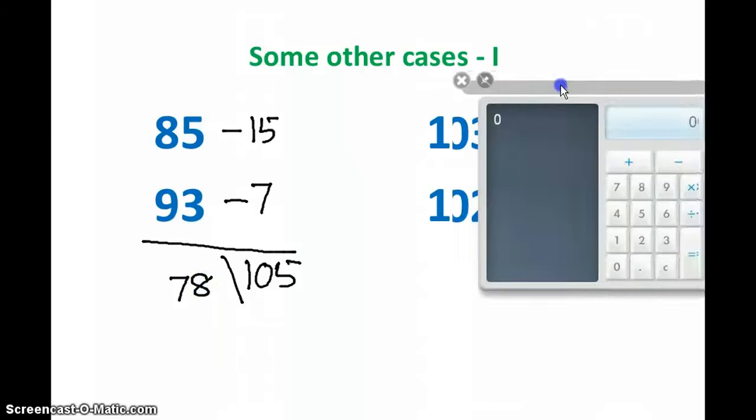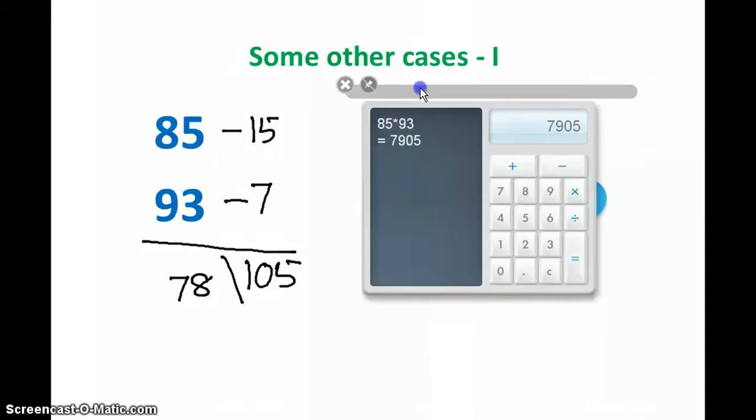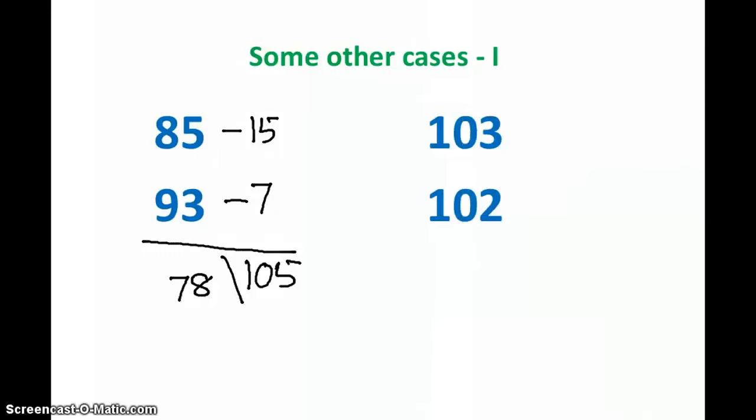Let's check with the help of a calculator. So 85 into 93, which gives us 7905. So of course our answer is wrong. So what went wrong here? What should we modify here?